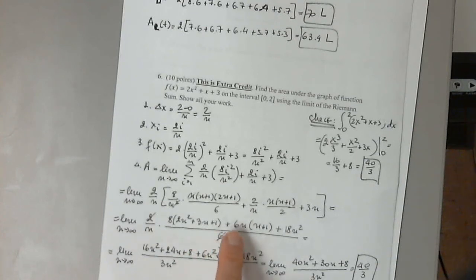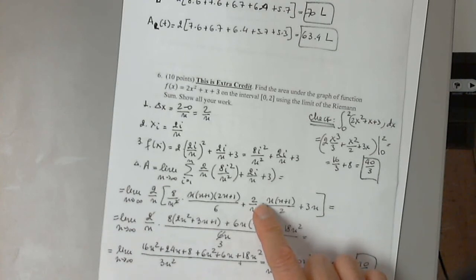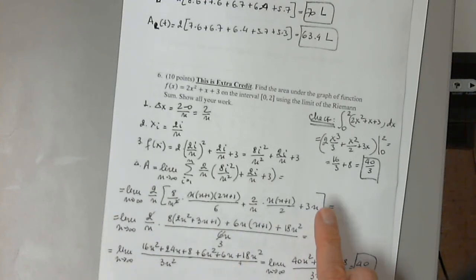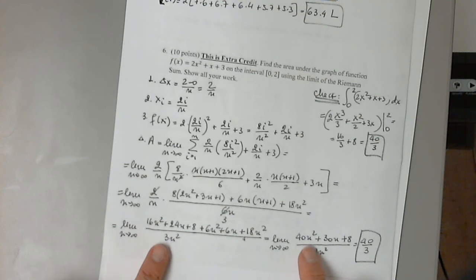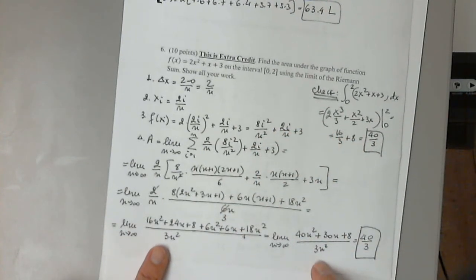And then plus, the second one has to be multiplied by 3 at the top, so you have 6n squared plus 6n. And then the last one gets a 6n, which makes it 18n squared. So when you combine like terms, you end up with 40n squared plus 30n plus 8, and I simplified it by 2, so the denominator now is 3n squared. Is that better? Yes, thank you. Next question.